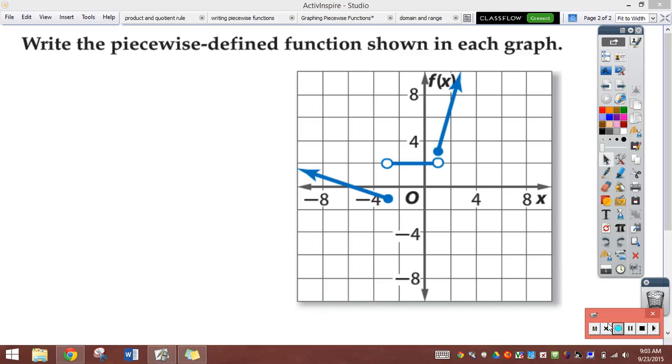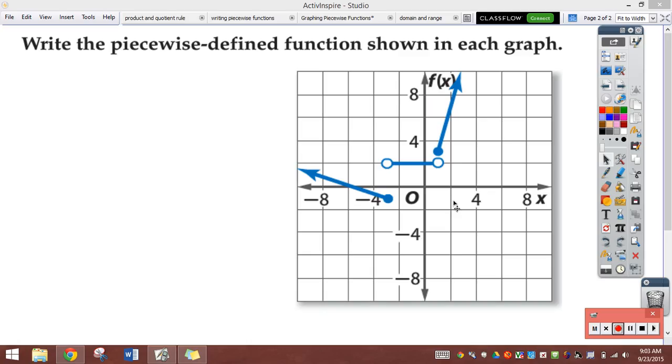So here we have the directions to write the piecewise defined function shown in each graph, and we have this graph here. I can see that it has three pieces, so that means that I'm going to have three separate expressions. And the other thing I notice immediately is that these units are not counting by 1. It seems to count by 2. So I need to keep that in mind when I'm determining things like y-intercept and coordinates of points.